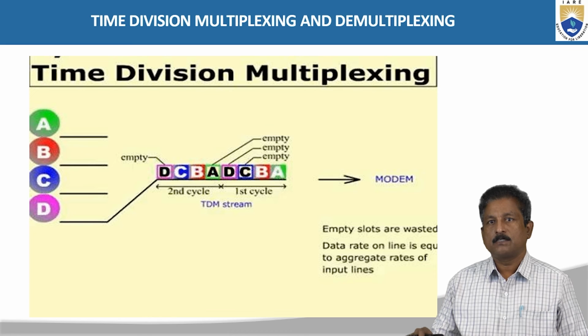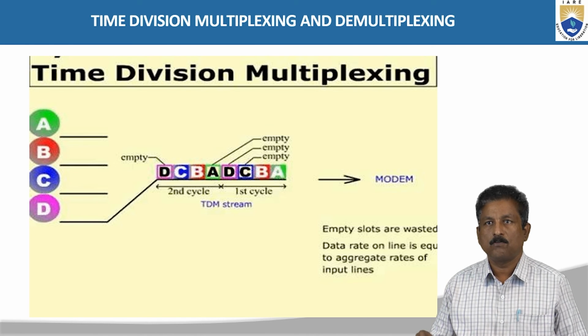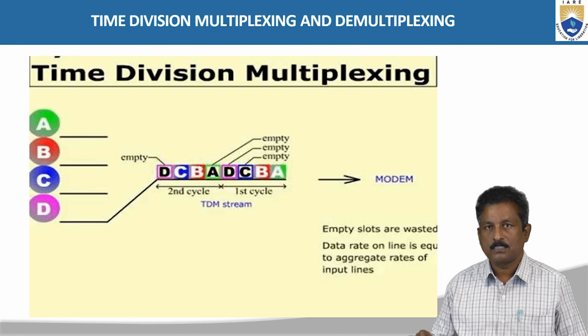So this is time division multiplexing. You know what is meant by time division. Overall, multiplexing can be categorized into three types: one is TDM, then FDM and CDM. That is time division multiplexing, frequency division multiplexing, and code division multiplexing.